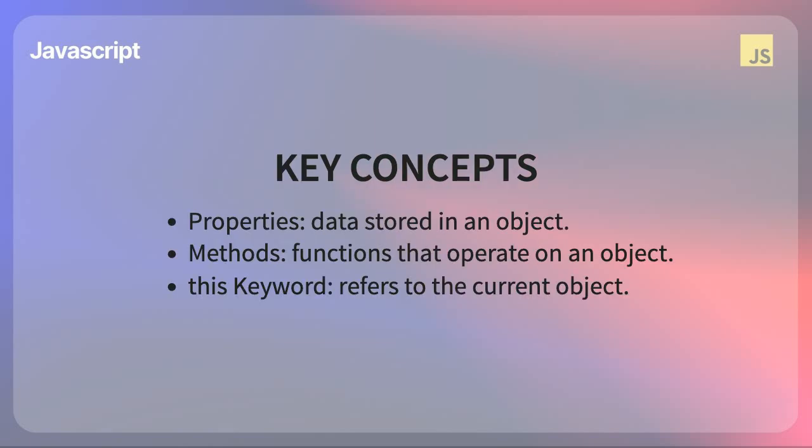Let's dive into some key concepts related to JavaScript objects. We have properties, which are the data stored in an object, methods, which are functions that operate on an object, and the this keyword, which refers to the current object.